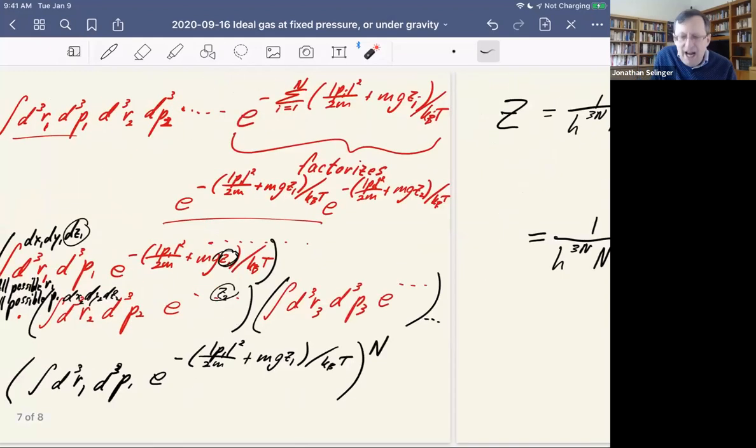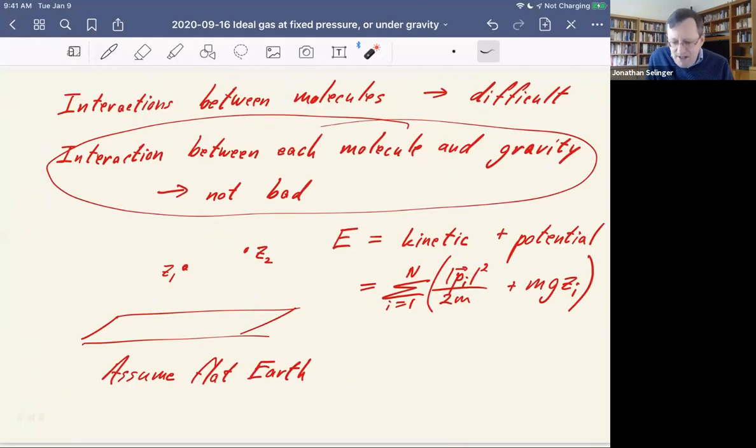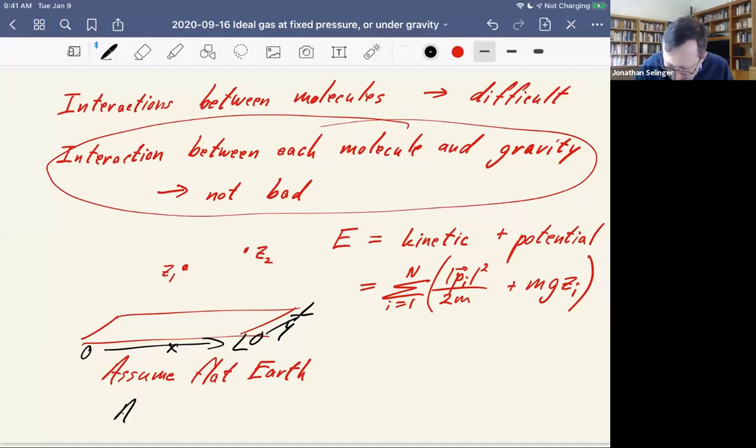Remember, I'm assuming a flat Earth. So in the flat Earth, this is x. How big is the flat Earth? Well, let's say x goes from 0 to L, and likewise the y coordinate goes from 0 to L. So the area of the flat Earth is L squared.